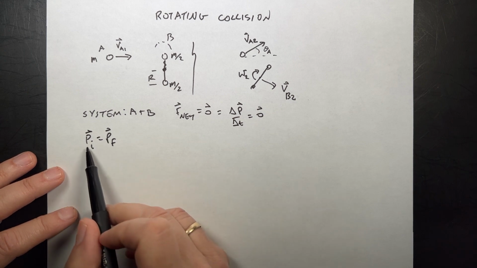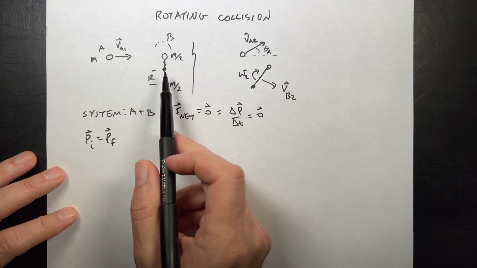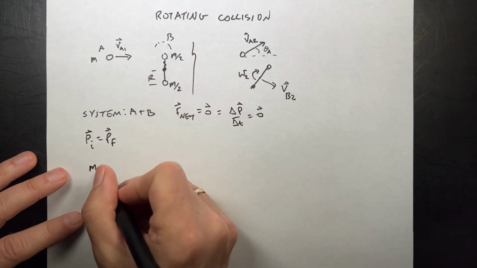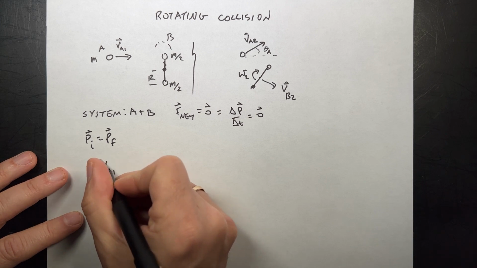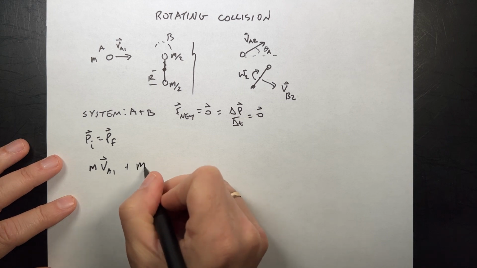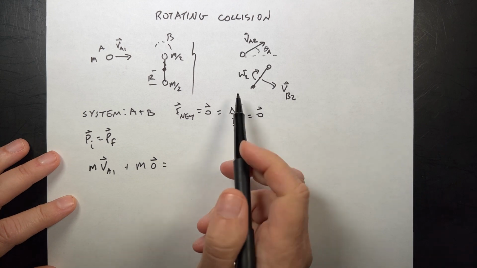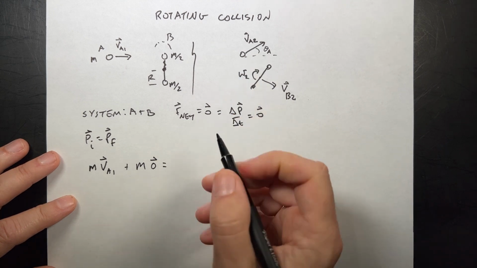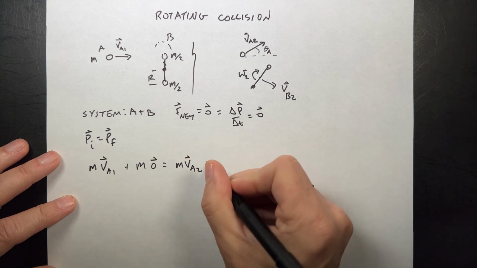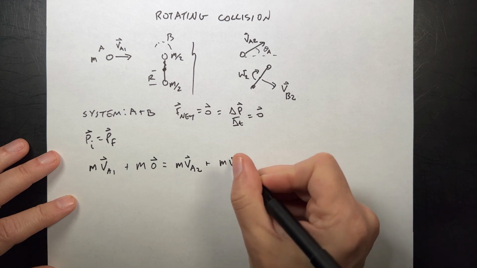My initial momentum is just the momentum of these two things added together, but this is at rest. So they both have a mass, m, times VA1, the initial velocity vector, which I know is moving in the x direction, plus the mass of this times its velocity, which is 0. And that's going to be equal to the final momentum. I'm just going to write that as mVA2 plus mVB2. Remember they have the same mass.